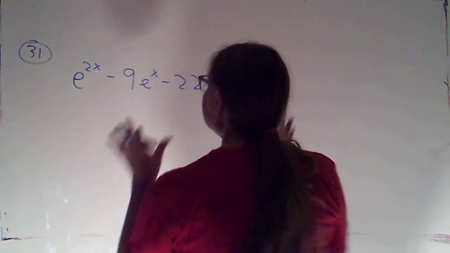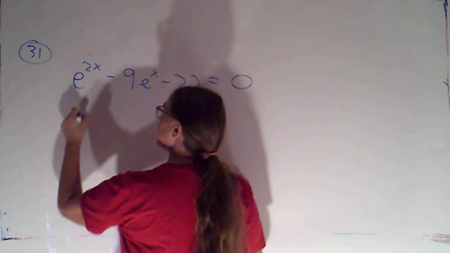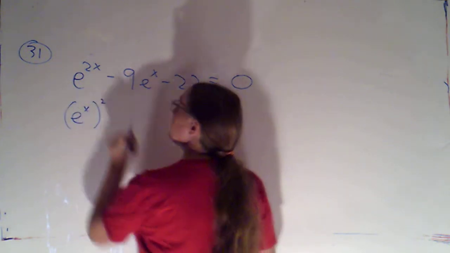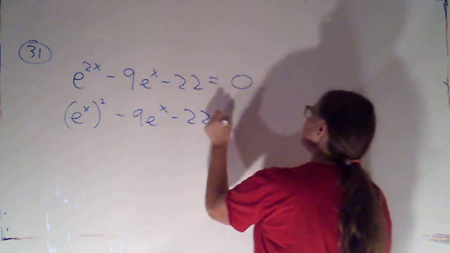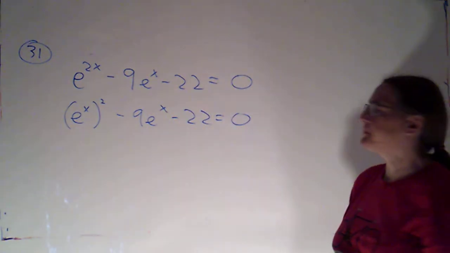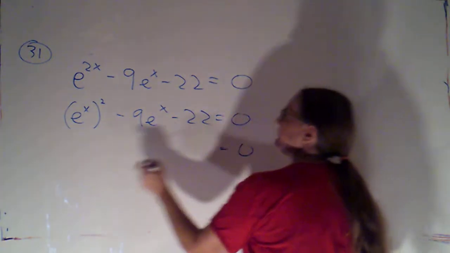Go over this. This is quadratic in form. I'm just going to rewrite that first term as (e^x)^2 minus 9e^x minus 22 equals 0. I'm going to try to factor that.